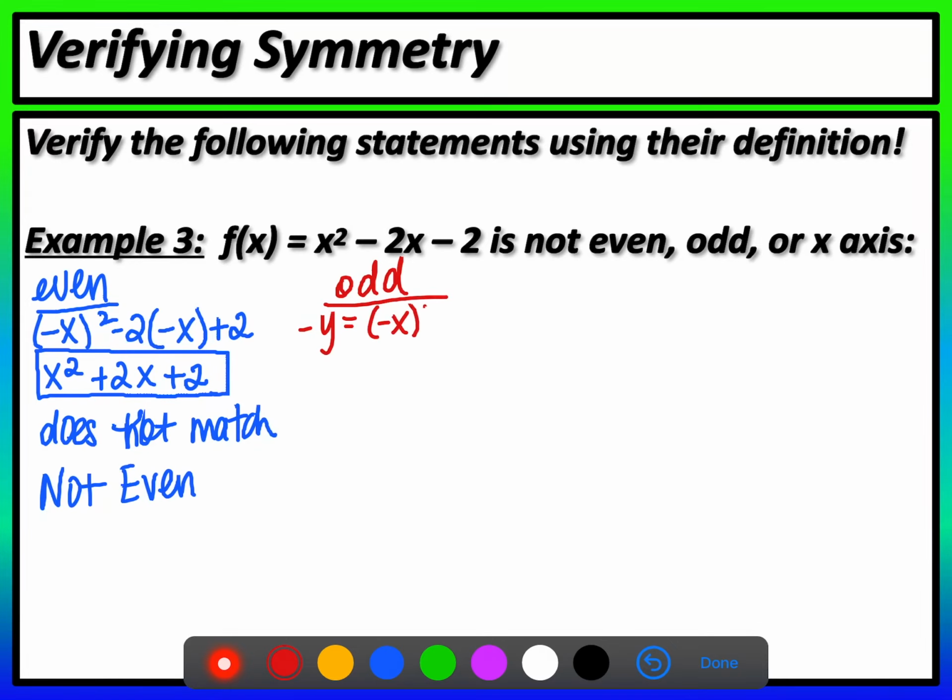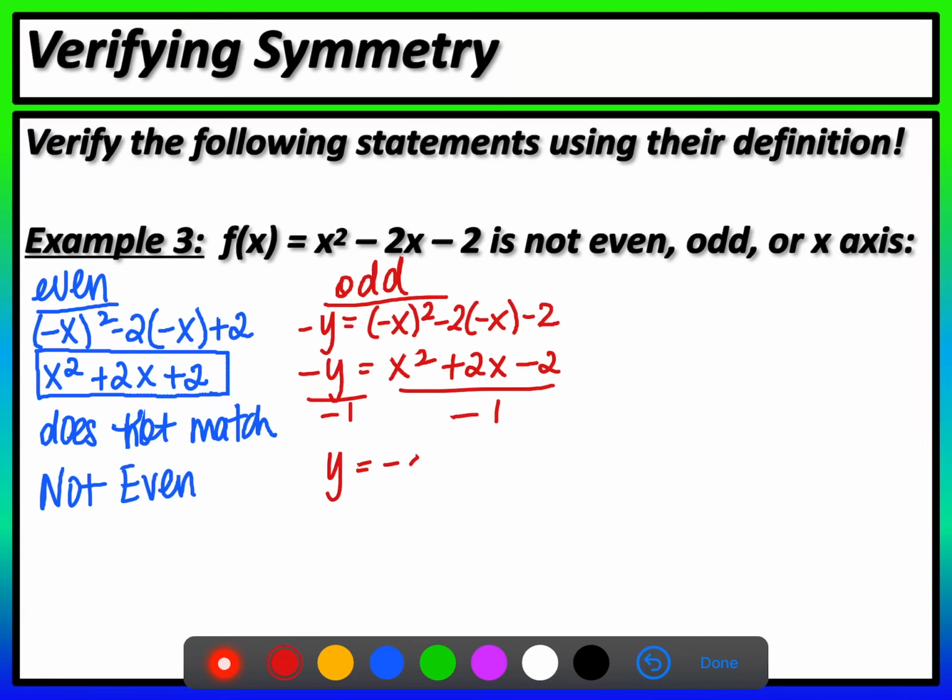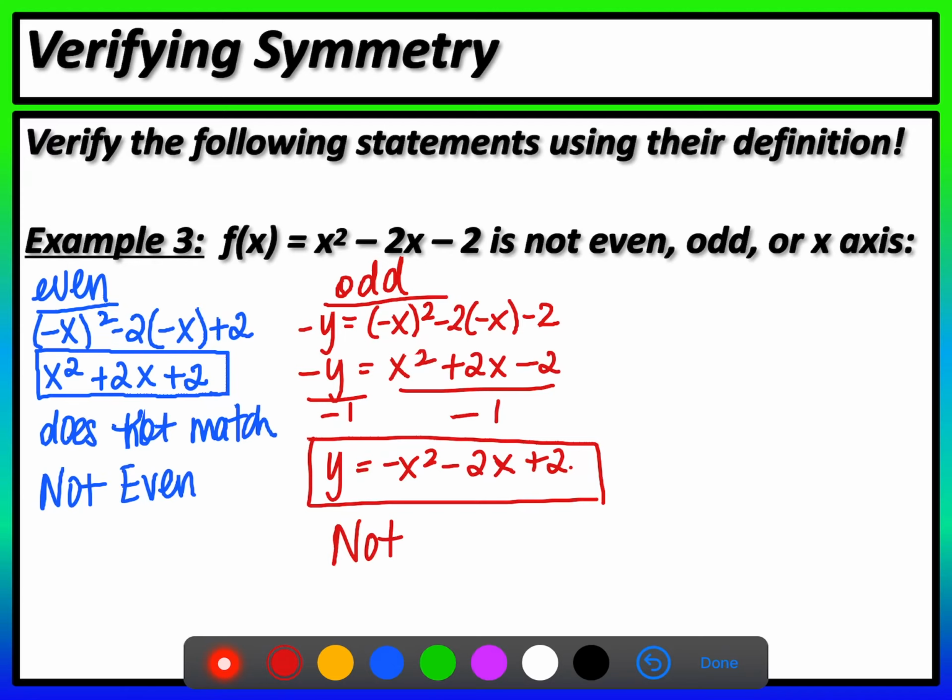Okay, moving on. Now I want to check odd. So for odd, I switch both the x and the y's. I could divide both sides by that negative 1. That flips my negative x squared, gives me a negative 2x, and gives me a plus 2, so this does not match either. So this is not odd. Remember, in order to prove, you have to show that it matches after you plug in the rule.